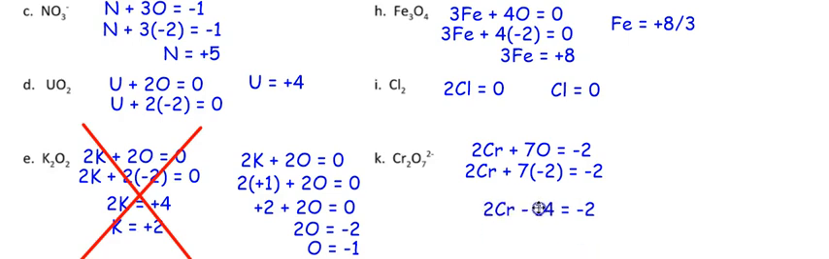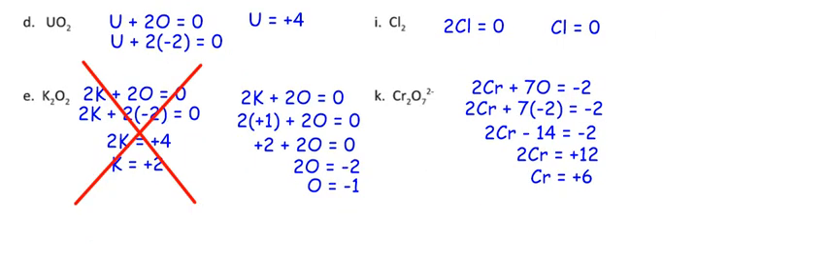Okay, so I'm going to keep going here. So my assumption's pretty good. And then what do you end up with for chromium? You end up with chromium being +6, okay? So that's how you do oxidation numbers, okay? Let's go to the next page.